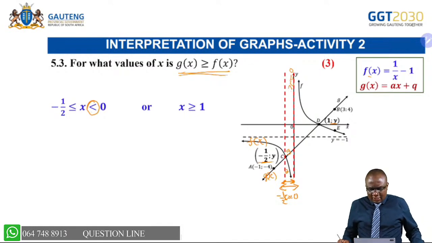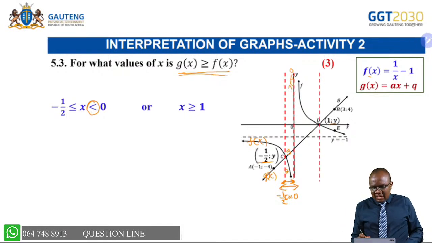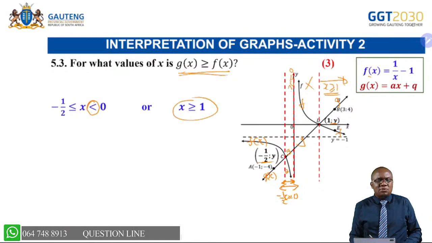Right, and then if you check this side, f is above g, so it's out. And then this side, g is above f. We can see that from here going, this one is x greater than or equals to 1. You see that? That's why we have that solution there.